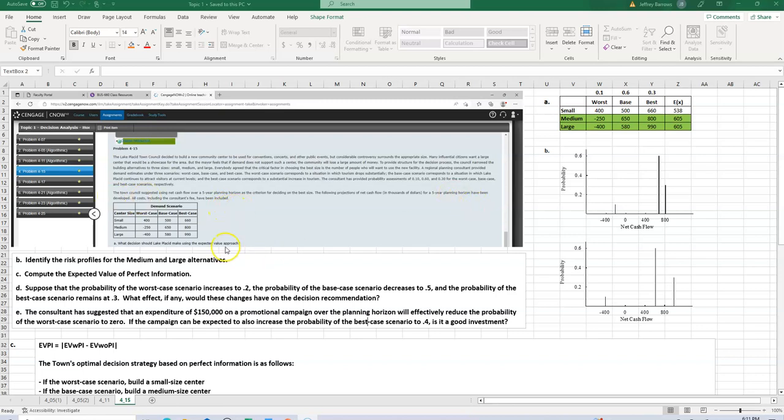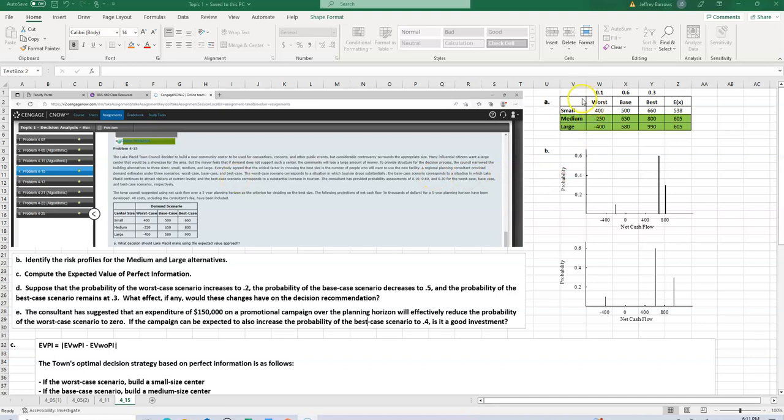And what they have come up with at this point is the options for building the center: a small center, a medium center, a large center. And then they have a demand scenario for the center, a worst case, a base case, and a best case with associated probabilities. So you can read through the problem to set this up.